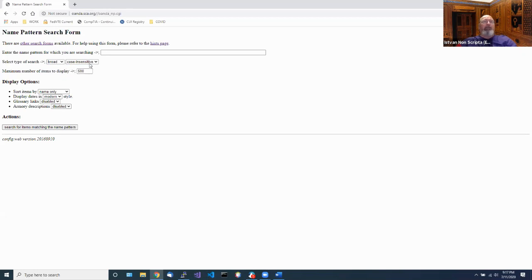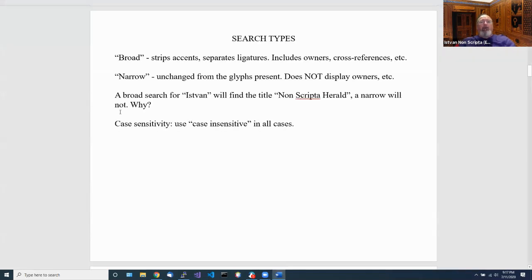I never use case sensitive. That means that if you have a capital letter in the name, you have to type the capital letter. Let's not do that. Let's look case insensitive. Broad and narrow, those are very important. Narrow is, it has to be exactly what I typed.